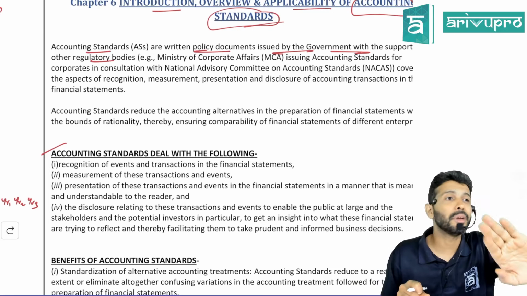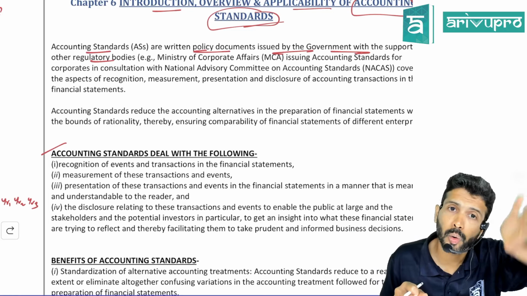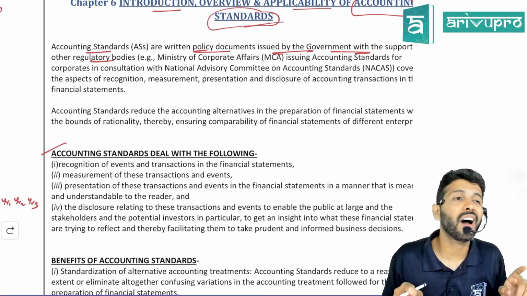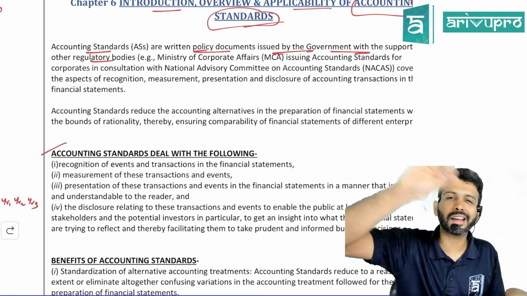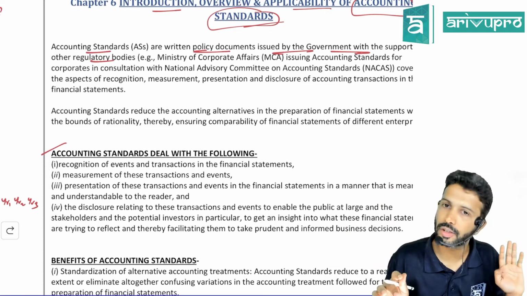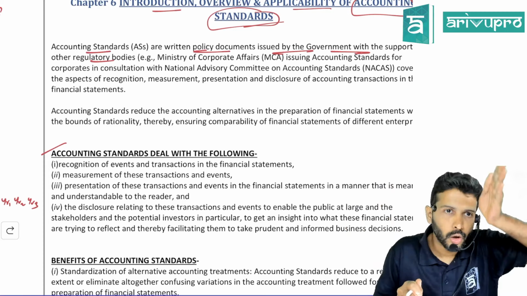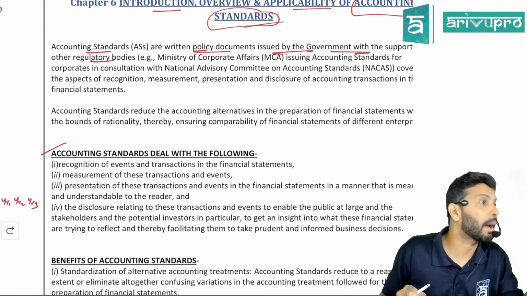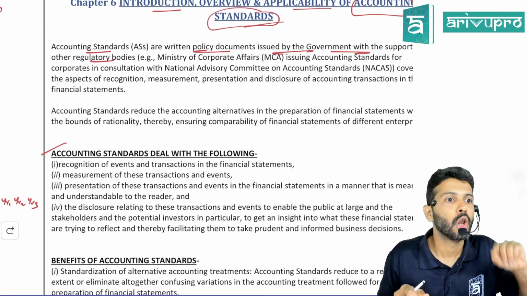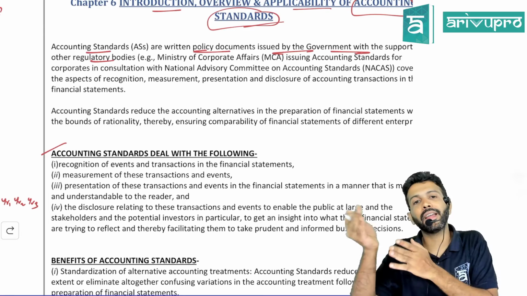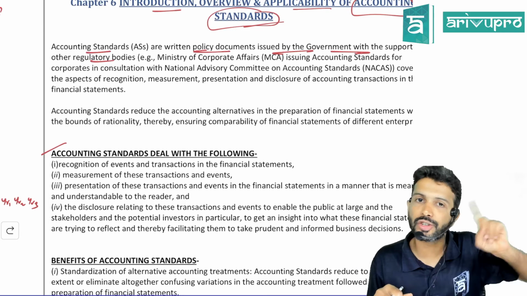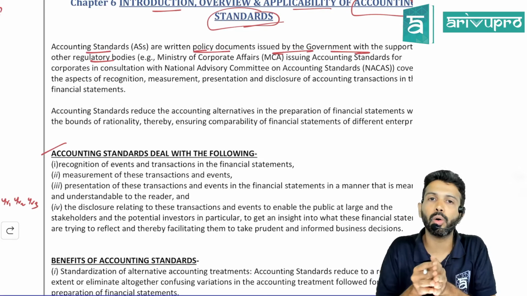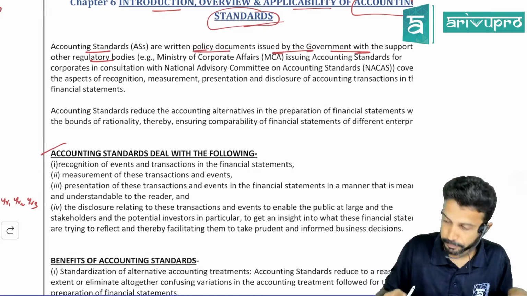So accounting standards are basically local standards. It is applicable only to the Indian entities. Ind AS or IFRS are international standards where many countries have adopted it. That is the difference. Is it okay? Accounting standards are local standards which will be applicable only to India. That we call local GAAP. Accounting standard, we call it local GAAP. Okay, but Ind AS is your international standards, which you will study in CA Final. For now, all your discussion will revolve only around accounting standards.